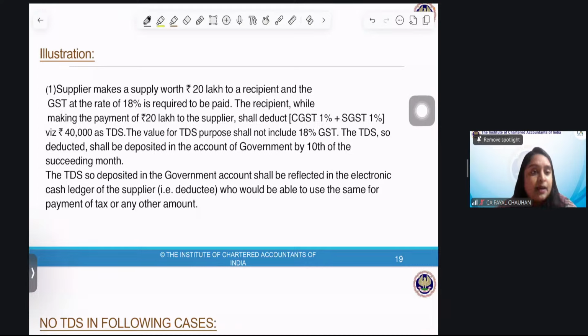Now, that's an illustration for you. People need to answer me. Supplier makes a supply worth 20 lakh to a recipient and the GST at the rate of 18% is required to be paid. The recipient, while making the payment of 20 lakh to the supplier, shall deduct 1% CGST and 1% SGST, that is 40,000 as TDS. The value for TDS purpose shall not include 18% GST. The TDS so deducted shall be deposited to the account of the government by the 10th of the succeeding month. Did everyone understand?